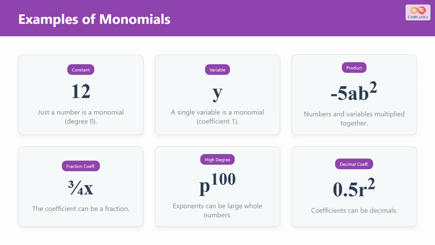Monomials can look quite different. The number 12 is a monomial. The single variable y is a monomial. A complex-looking term like negative 5ab squared is also a monomial because it is just multiplication. Even terms with fractions or decimals, like 3/4 x or 0.5 r squared, count as monomials.